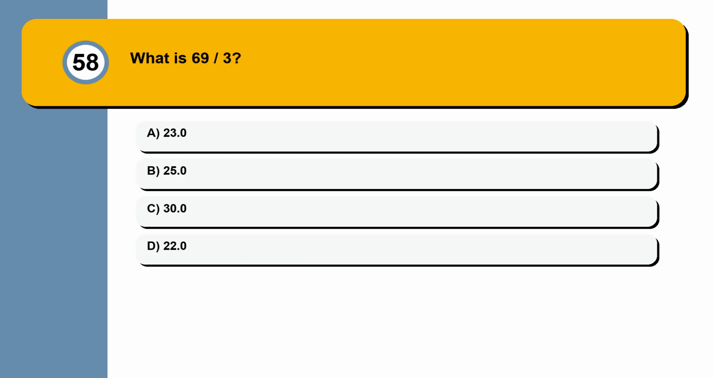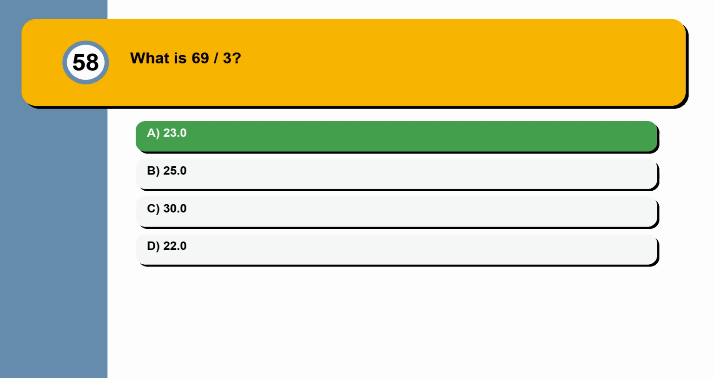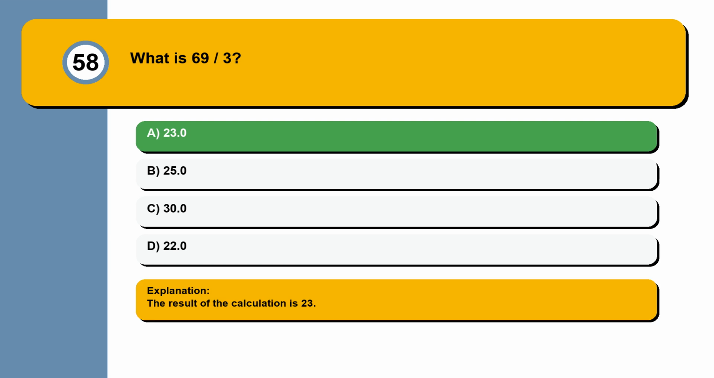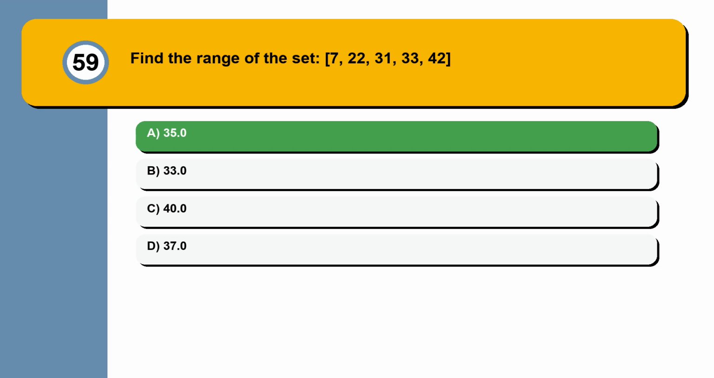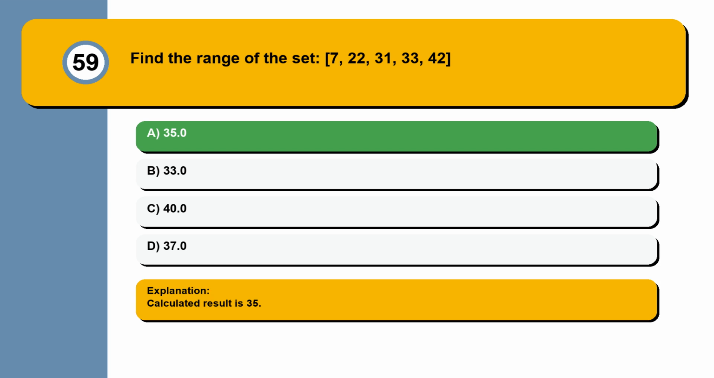Question 58. What is 69/3? 23.0, 25.0, 30.0, 22.0. The result of the calculation is 23. Question 59. Find the range of the set 7, 22, 31, 33, 42, 35.0, 33.0, 40.0, 37.0. Calculated result is 35.